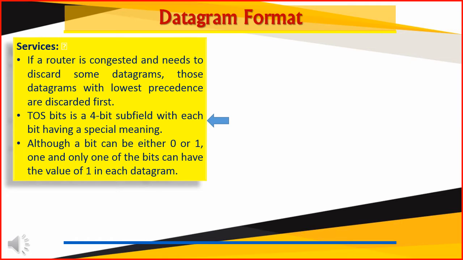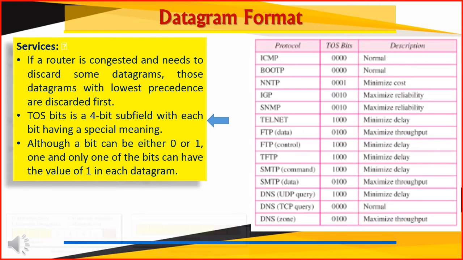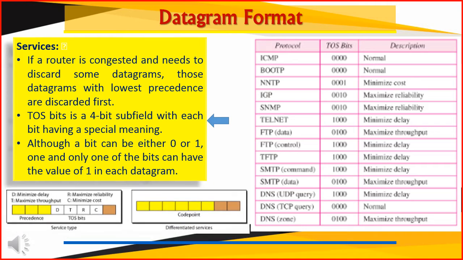Type of service bits is a 4-bit subfield with each bit having a special meaning. Although a bit can be either 0 or 1, only one of the bits can have the value 1 in each datagram. For example, the ICMP protocol may have the type of service bits as 4 zeros, and the description is normal. The BOOTP protocol can have the type of service bits as 4 zeros, with the description normal. Likewise, each and every protocol can be assigned type of service bits as shown here.